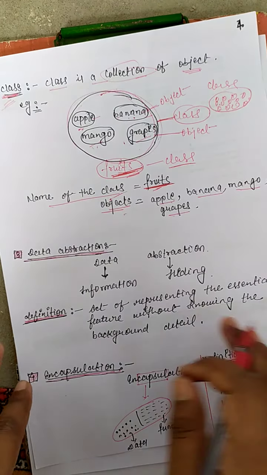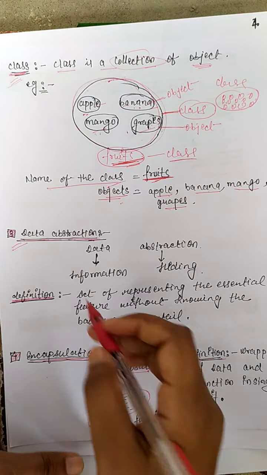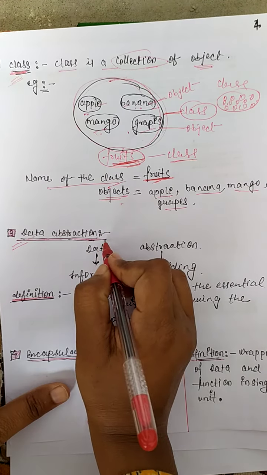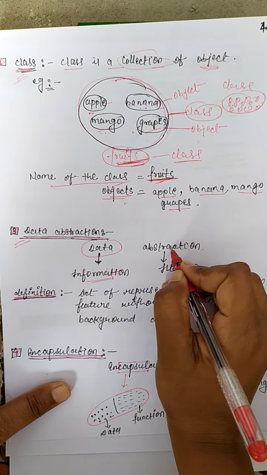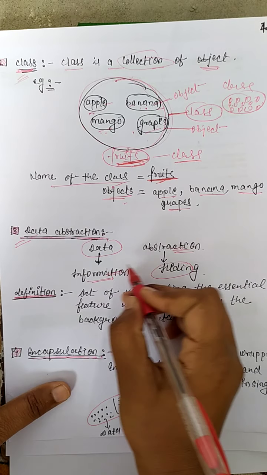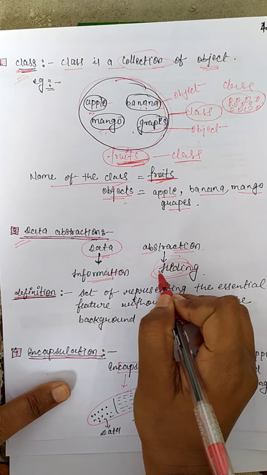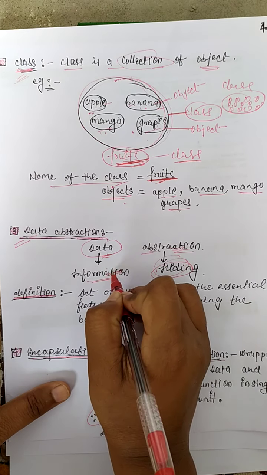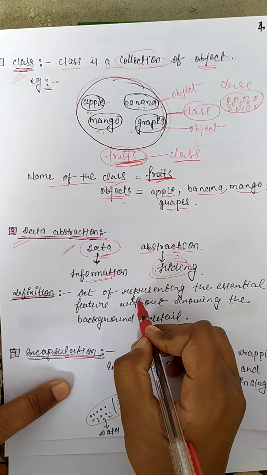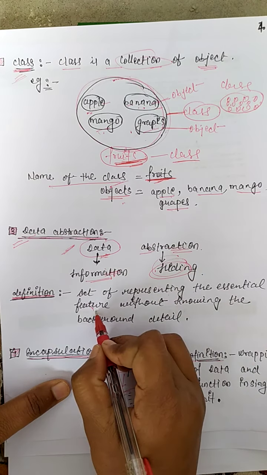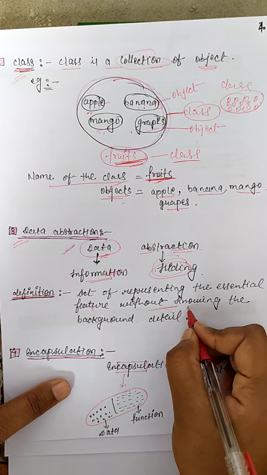Now the third basic principle of OOPS is data abstraction. Data means information. Abstraction means hiding. When we hide some data or information, that is called data abstraction. Definition: act of representing the essential features without knowing the background details. Without knowing means hiding the information.